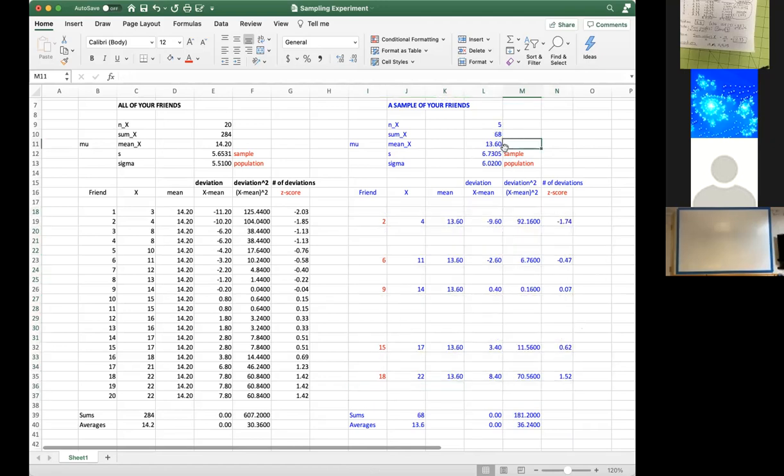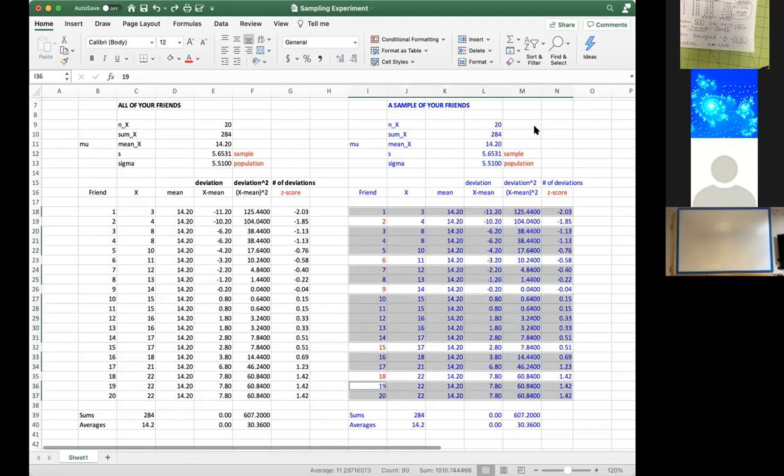Check this out. What is the average amount of money of these five random friends in their pocket? $13.60. That's not the true average amount of money in my friends' pockets, but it's darn close. Look at the standard deviation, 6.7. Now, $6.73 difference for one standard deviation. Here it was $5.51 difference for one standard deviation. That's not as close as I'd like it to be, but it's still close. It's still in the ballpark, right?